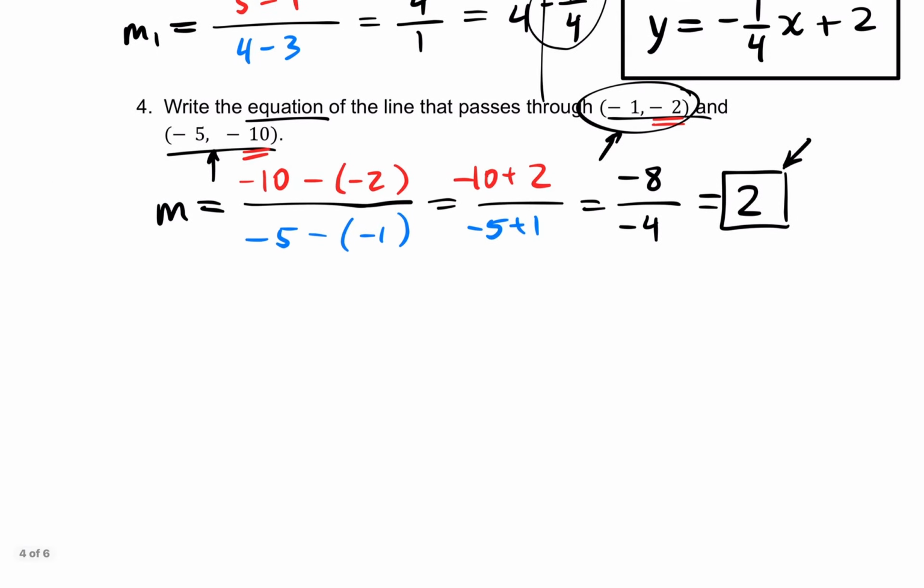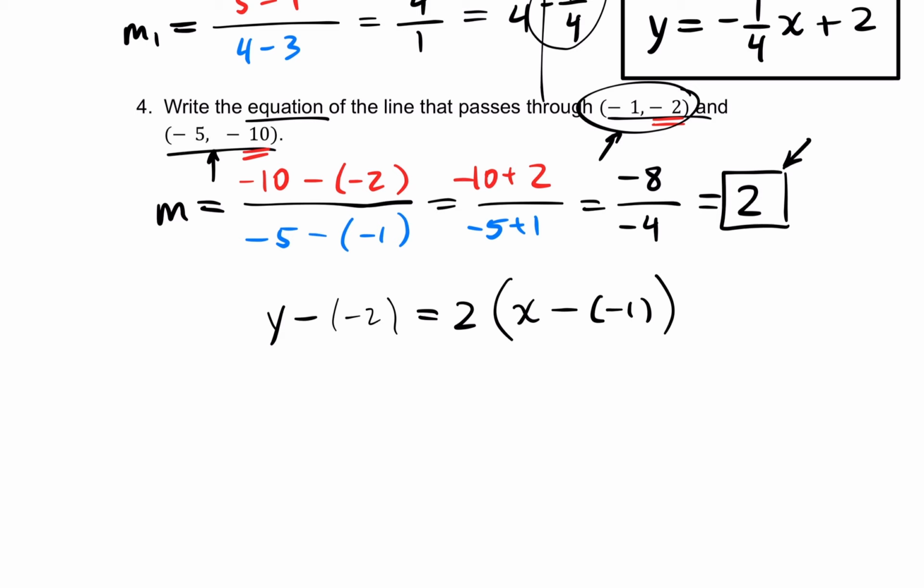Down here, I'll resume by writing, and I'm just going to pick this point. You can pick either point, it doesn't matter. I'm going to pick the first one, just because it has smaller numbers. I mean, it doesn't really matter, though. I'm going to do y minus a negative 2 equals, and then my slope I just knew was 2 times, and then x minus x1, which is a negative 1.